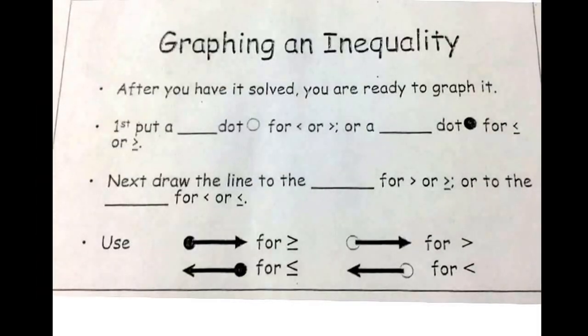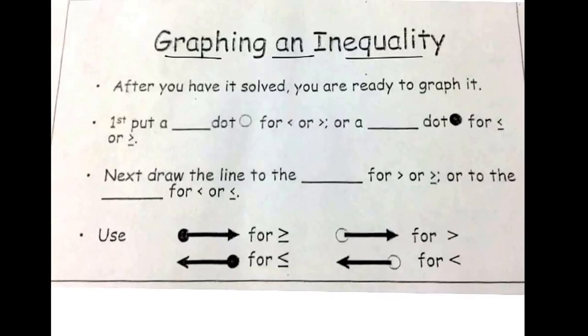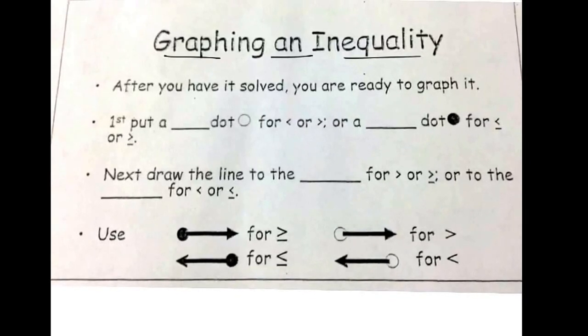When we go to graph the inequality, we're going to graph it on a number line, and we have some rules down here that we're going to learn to follow. After you've solved it, you're ready to graph it. First, put what is called an open dot. Open meaning that it's not covered in, not closed in, or not colored in. And you use that for less than or greater than. Or you use what's called a closed dot, which means it's colored in, for less than or equal to or greater than or equal to. So if it has the line underneath it, we color it in. No line, no color.